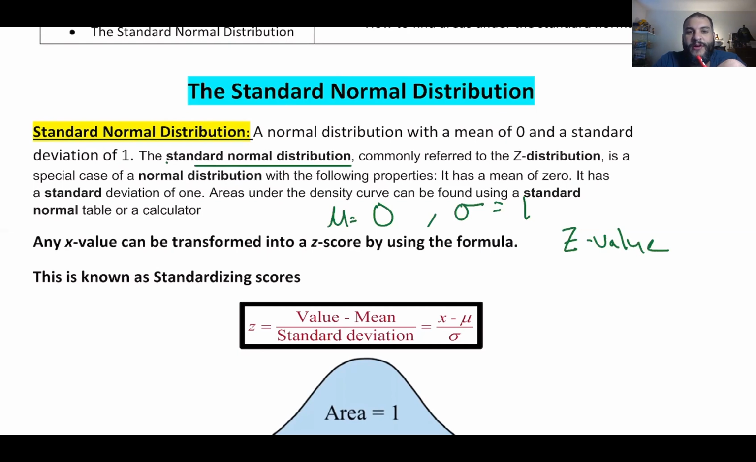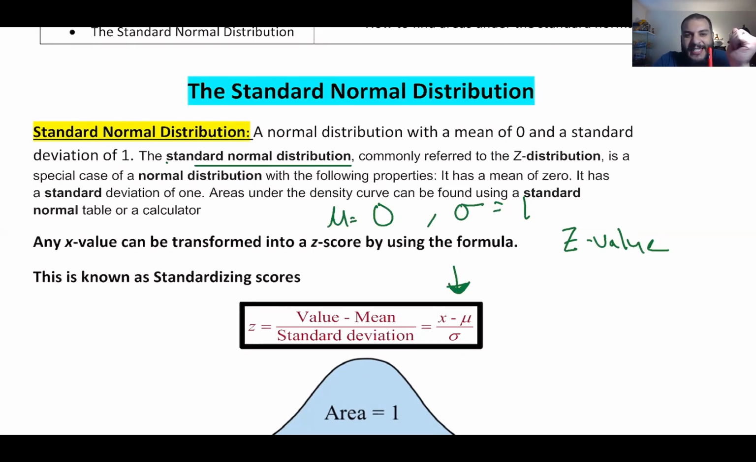So what if we don't have the z-value? Well, you could easily find the z-value, and the formula to find it is right over here. If we want to find the z-value, all we have to do is take x, which is the value that we want to convert into the z-value, subtract the mean of that population, and then divide by the standard deviation of that population.